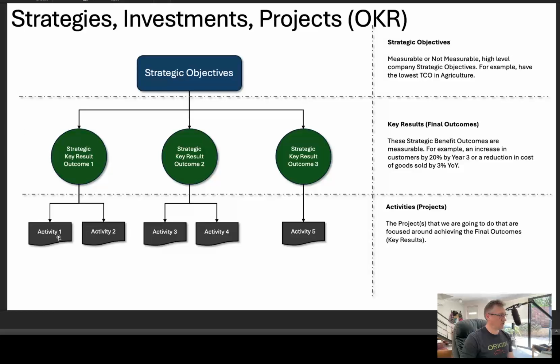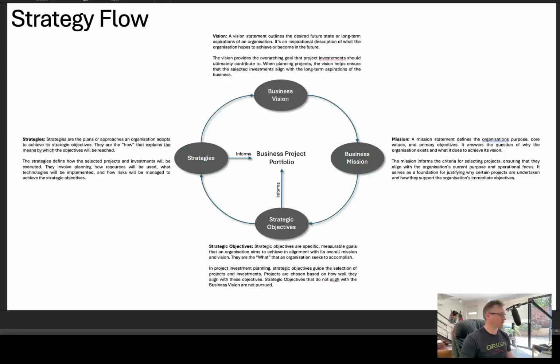And then you've got your activities, and those activities are your projects. They're what your business is going to do at a high level in order to achieve those strategic key result outcomes. So what initiatives, what things are you going to pursue in order to get those key results that you're looking for? So when I talk about strategy, I think of it in a flow.